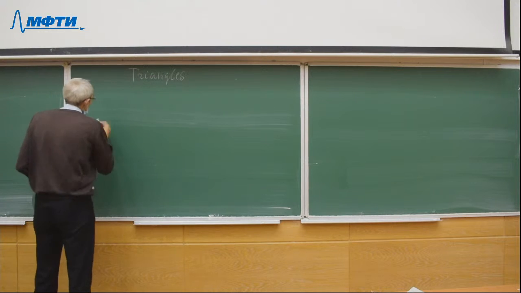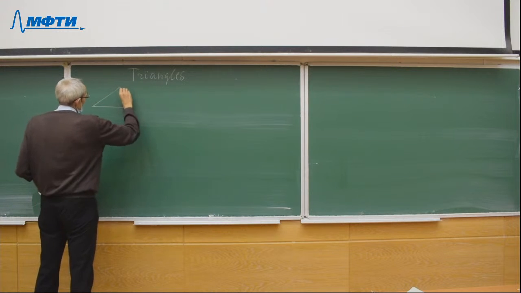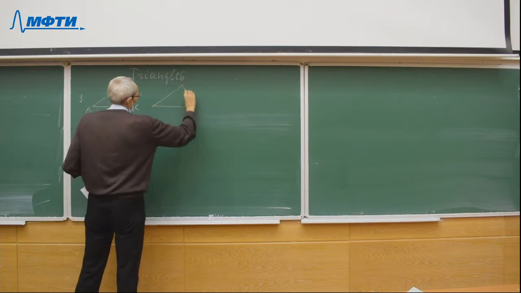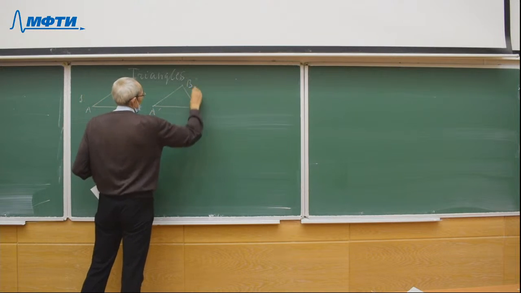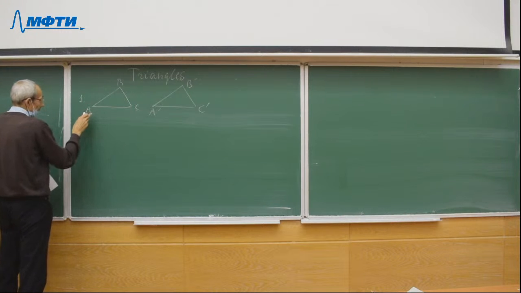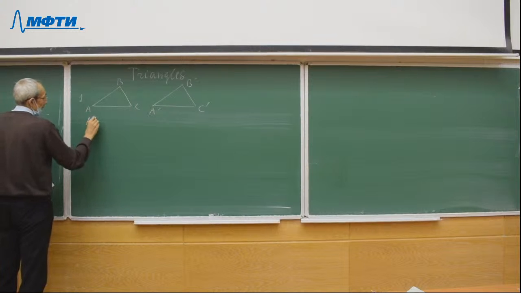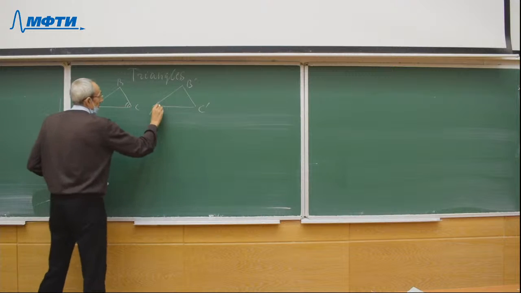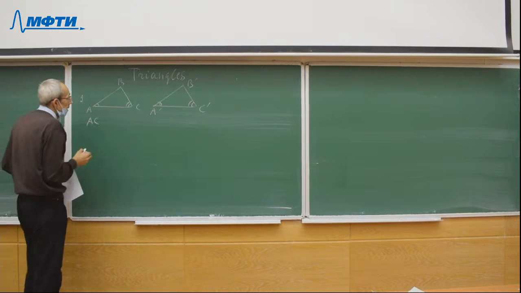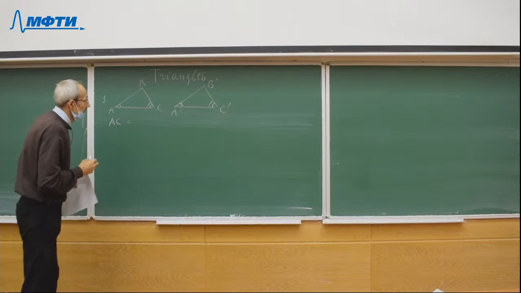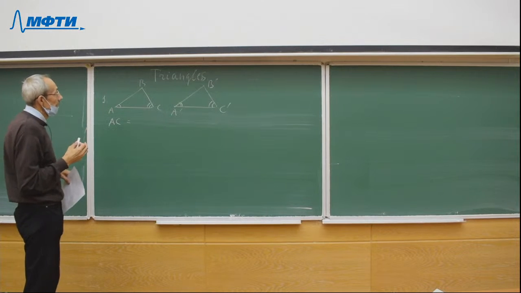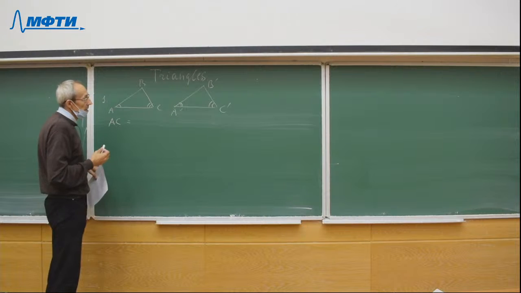First condition: if you have two triangles, maybe A, B, C, and A prime, B prime, C prime, and the side of the first triangle and two adjacent angles are equal to the corresponding side and two adjacent angles of another triangle, then these triangles are equal.